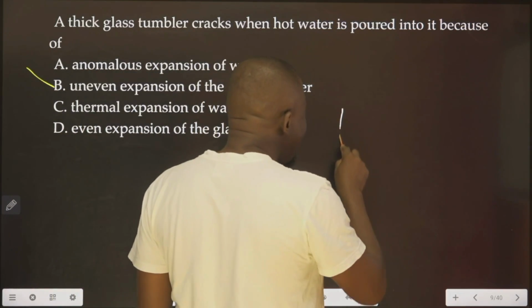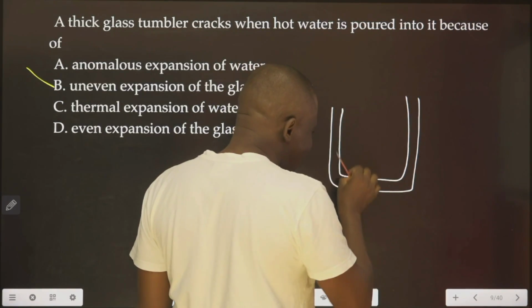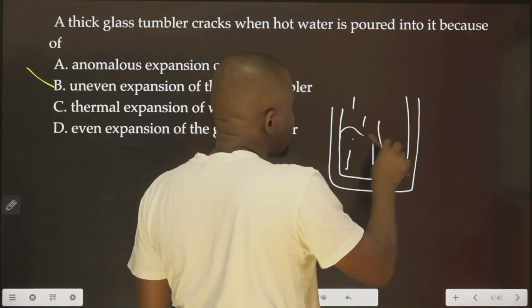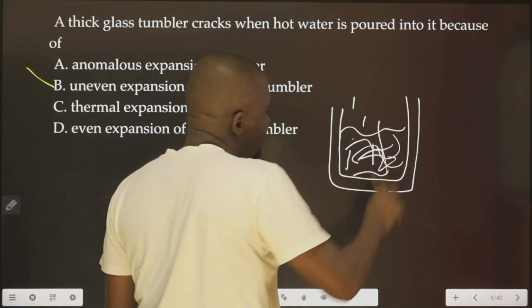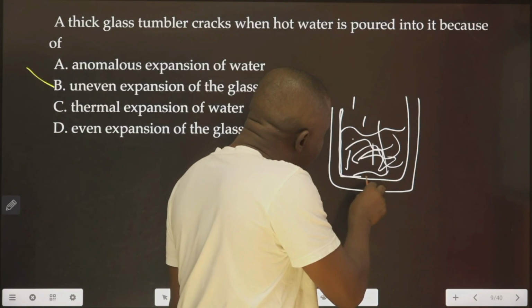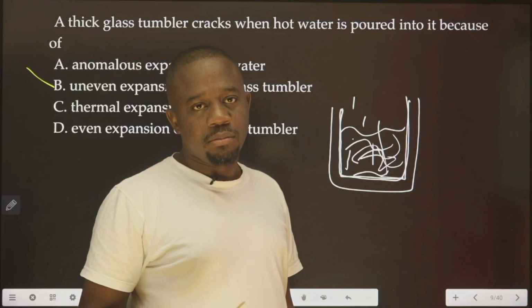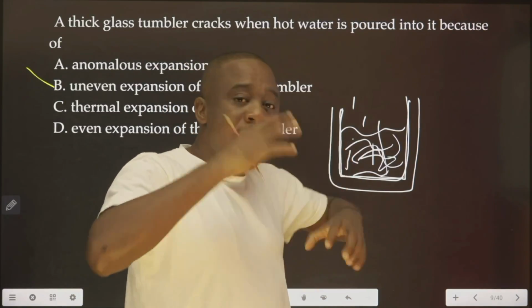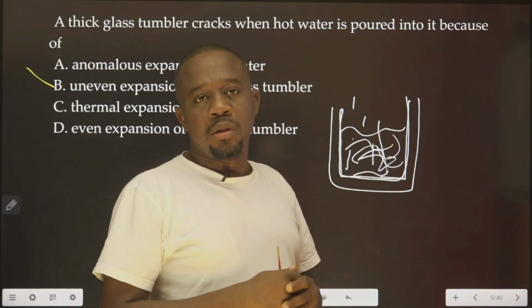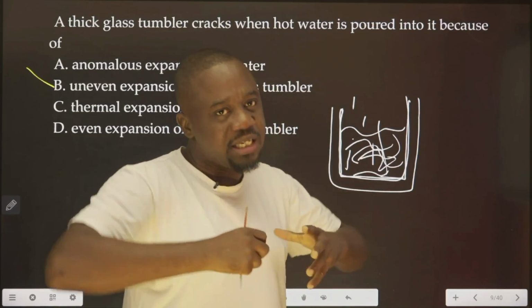Let's say this is a tumbler. Okay. This is the internal surface, this is the external surface. You pour hot water. Plenty of hot water now. What do you think will happen? The internal molecules of this glass will acquire heat from the hot water. In the process of acquiring it, they will be expanding.